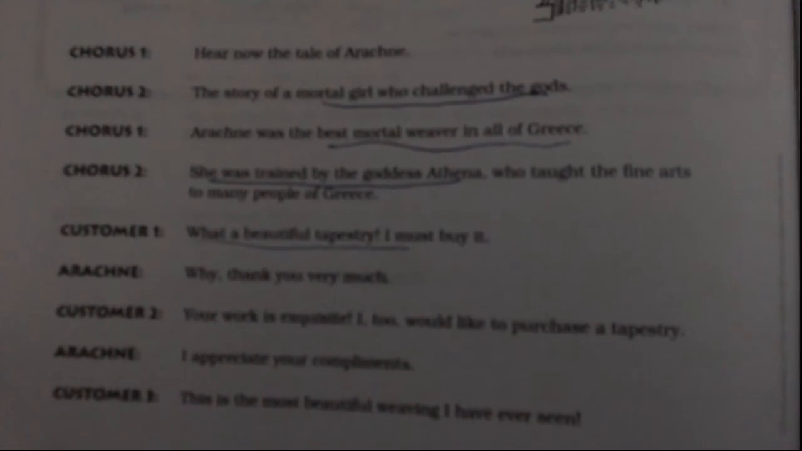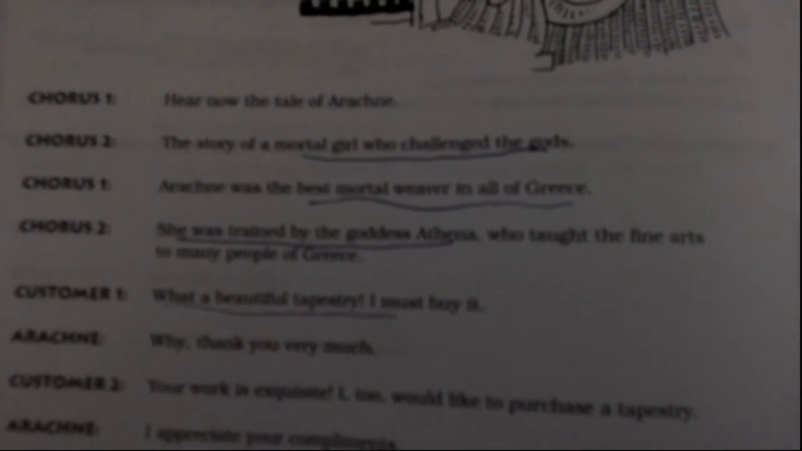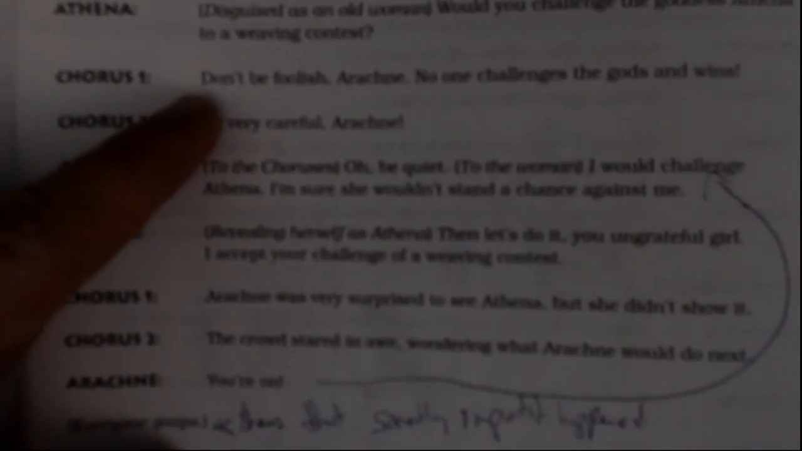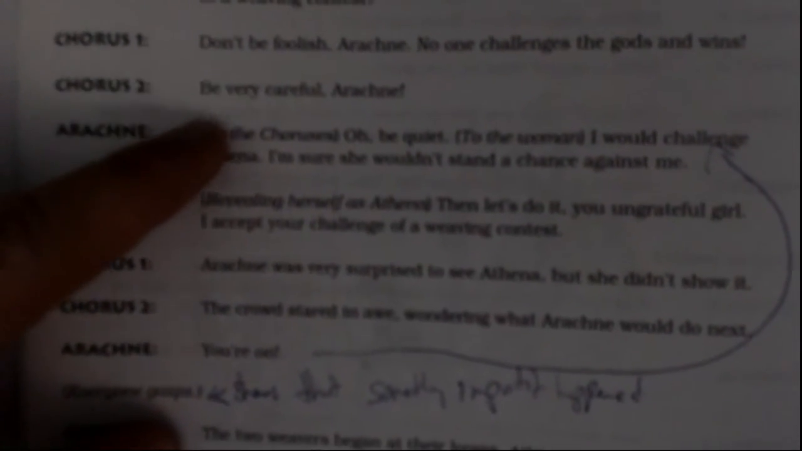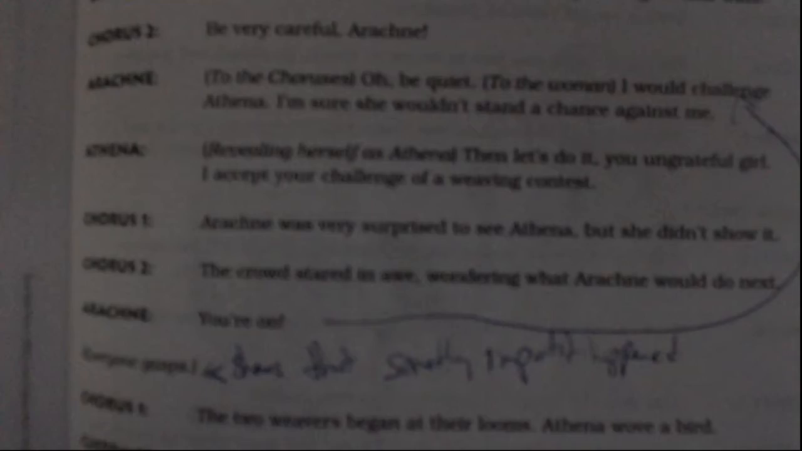And so here, again, the chorus is saying, "Hear now the tale of Arachne, the story of a mortal girl who challenged the gods." So in this part, the choruses are talking to the audience. And if they're talking to the audience, that seems like they are a narrator. Okay, let's see the other things they say. Here's the chorus again: "Don't be foolish, Arachne. No one challenges the gods and wins. Be very careful, Arachne." And so here it seems like they're acting as characters because they're talking directly to Arachne. And so I think they're kind of acting as both.